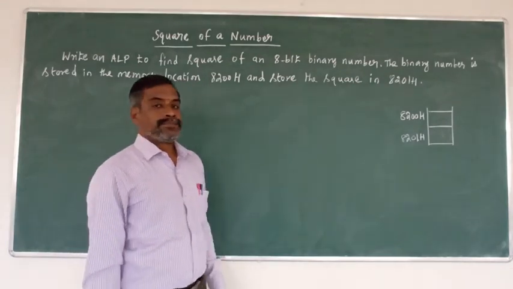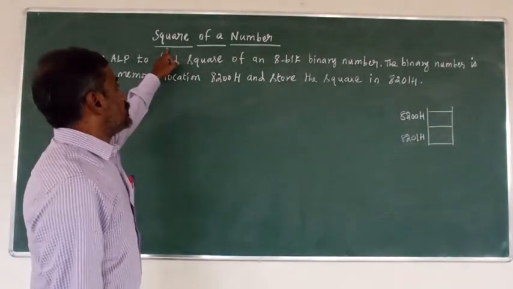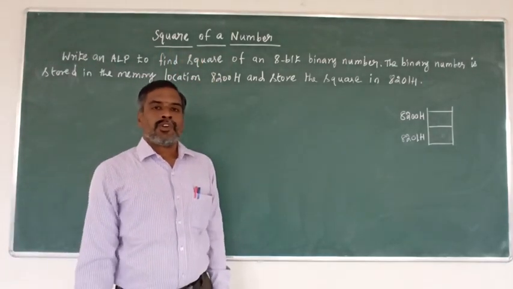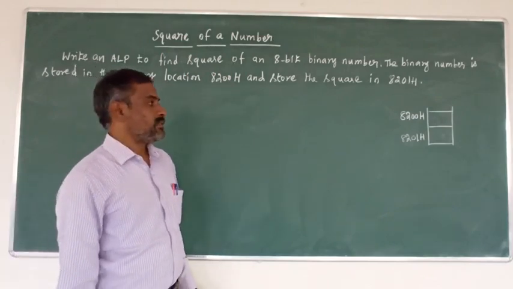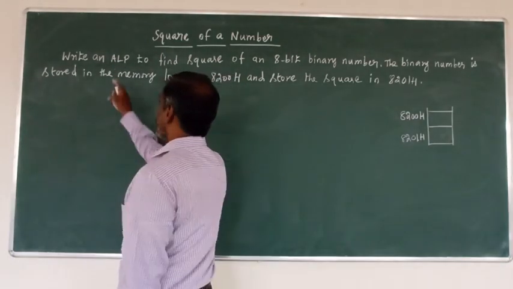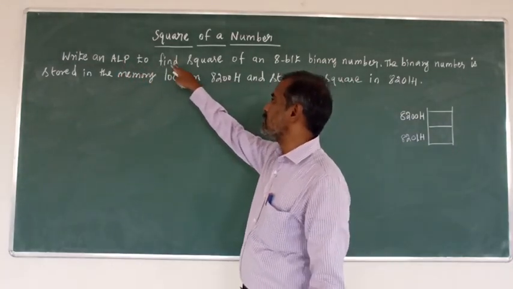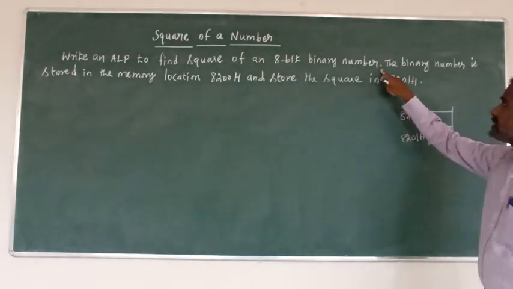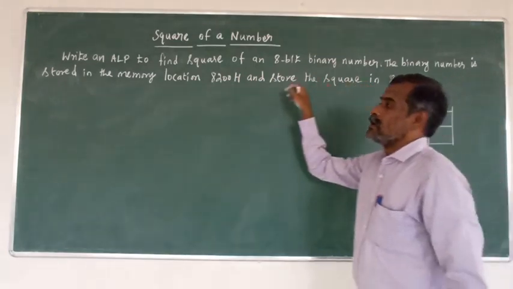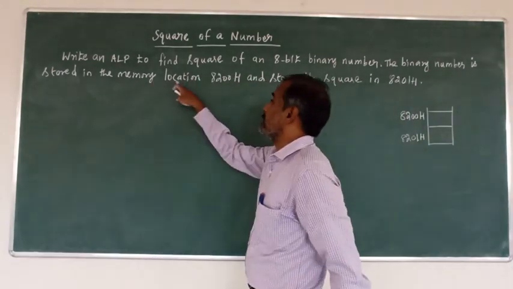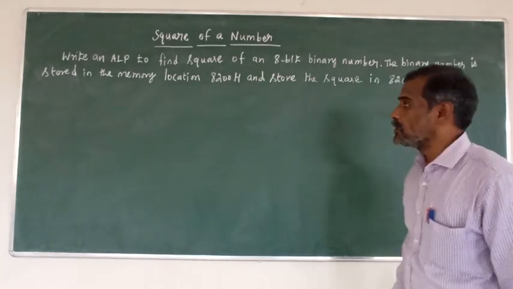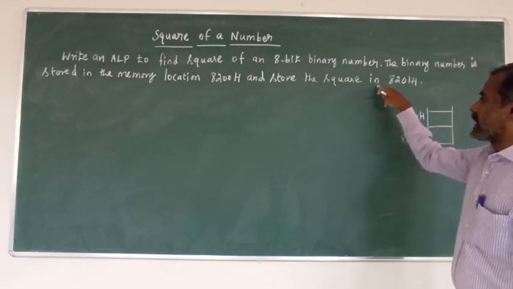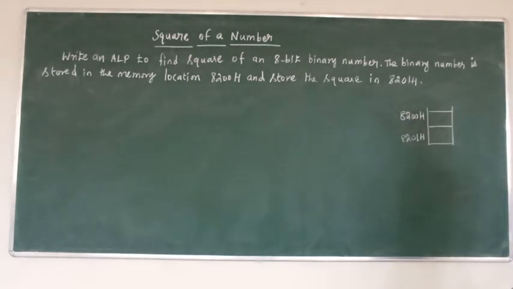Next program: square of a given number. Write an assembly language program to find the square of an 8-bit binary number. The binary number is stored in the memory location 8200 and store the resulting square in the 8201 address.